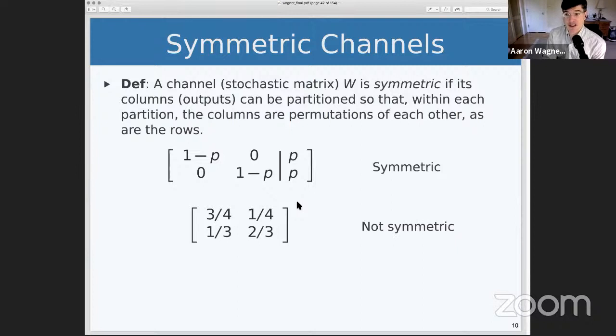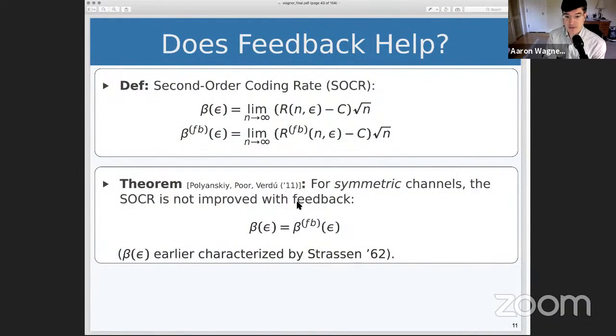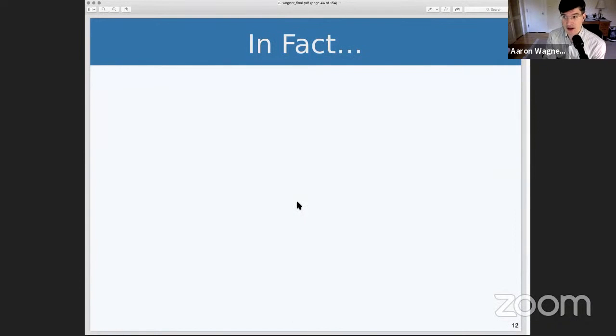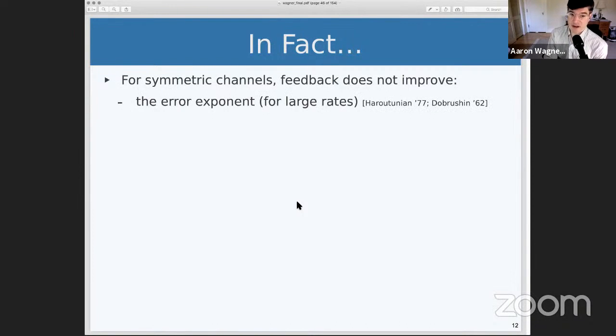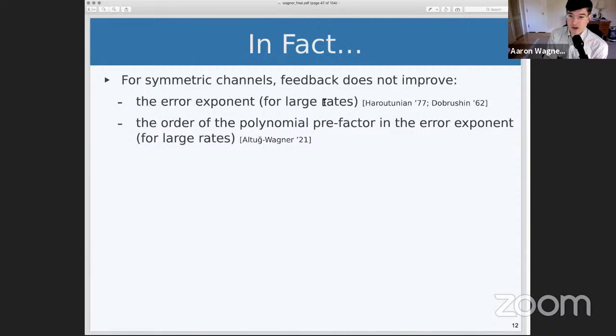So for symmetric channels, the second order coding rate is not improved. And in fact, you can say more, and I alluded to this on Wednesday. For symmetric channels, feedback does not improve the second order coding rate. It also doesn't improve the error exponent for large rates. It doesn't improve the order of the polynomial prefactor in front of the error exponent for large rates. It doesn't improve the third order coding rate.